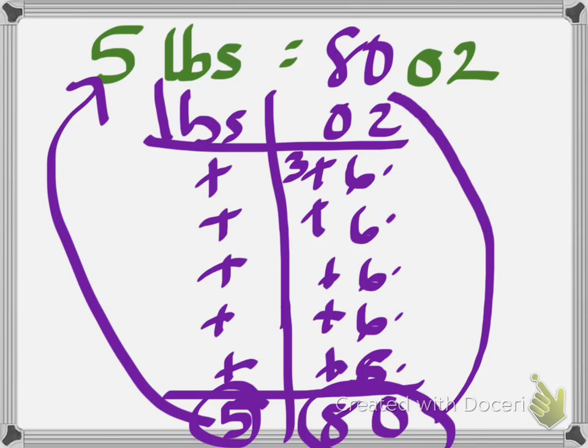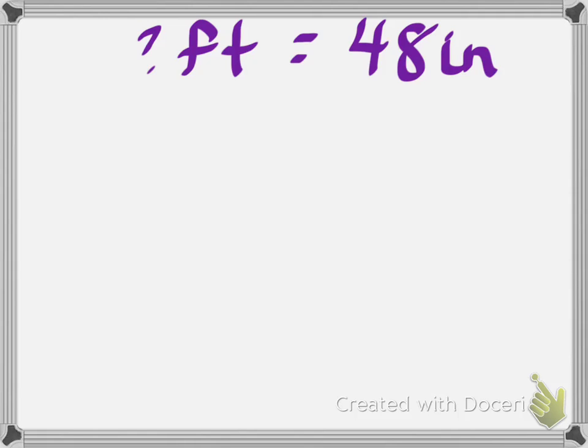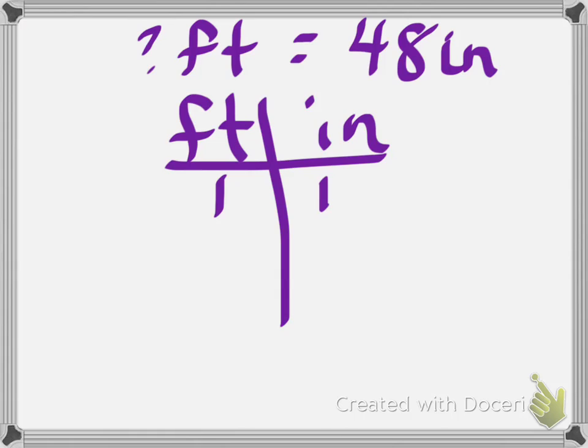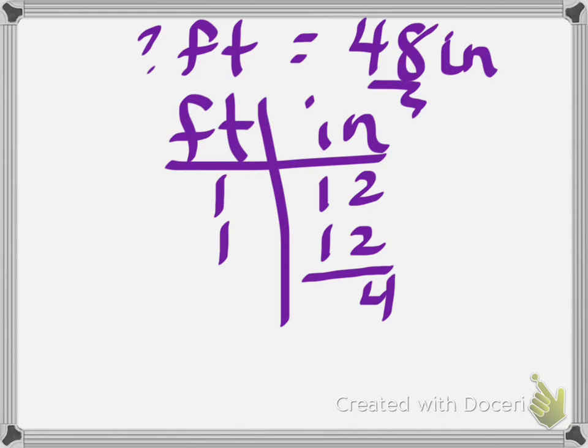Let's try another one. We have however many feet equal 48 inches. Again, converting customary measurement, so we have our T-chart. We have feet on the left, inches on the right. 1 foot equals 12 inches. We keep going. Another foot equals 12 inches. I know I'm looking for 48 inches. So I have 2 plus 2 is 4, 1 plus 1 is 2. Is that the 48 that we're looking for?